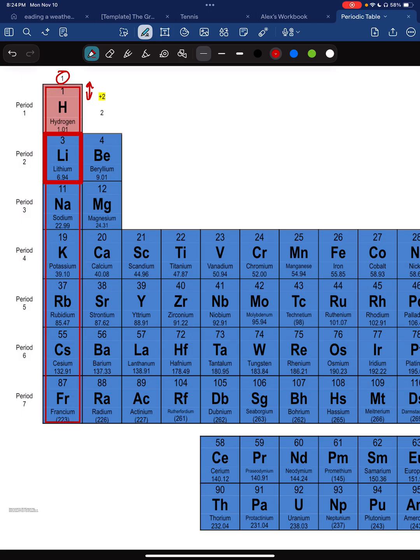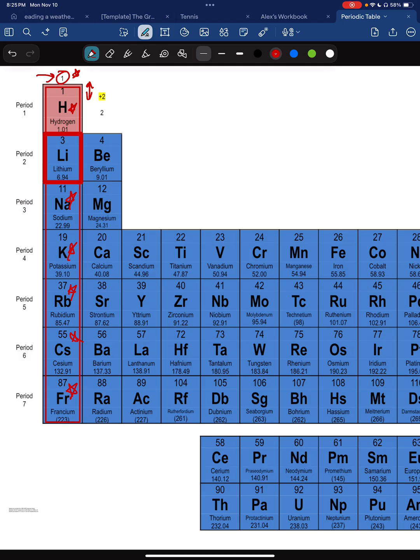So why is that important? Well, what the group number in general tells you is how many valence electrons are present in that element. So if lithium here is in group number 1, that means it has one valence electron. So any of these elements in group 1, hydrogen, sodium, potassium, rubidium, cesium, and francium, are all going to have one valence electron because they're in group 1.